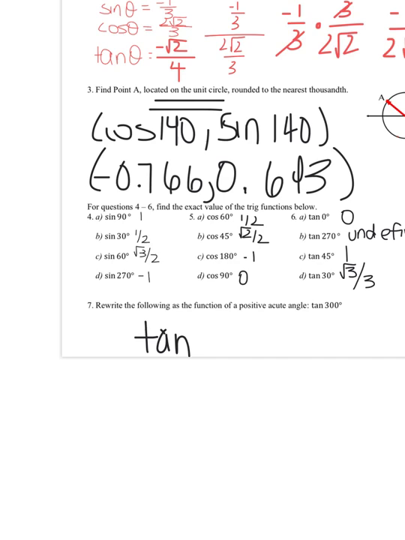So you would have to figure out the reference angle. So 300 degrees is in quadrant 4, and it's 60 away from the x-axis. So the tangent of 300 is the same thing as the tangent of 60. But because tangent in quadrant 4 is negative, you have to negate the tangent of 60 degrees.